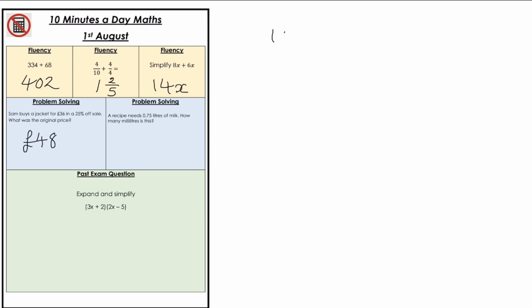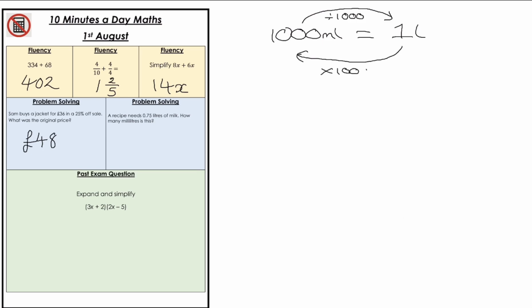So that means if I look there, I've got 1,000 millilitres equals 1 litre, okay? Now, if I think about what I've got to do, if I'm going from millilitres to litres, I'm dividing by 1,000. And if I'm going from litres to millilitres, I'm timesing by 1,000. So if I've got 0.75 litres and I want to get to millilitres, I need to times this by 1,000.